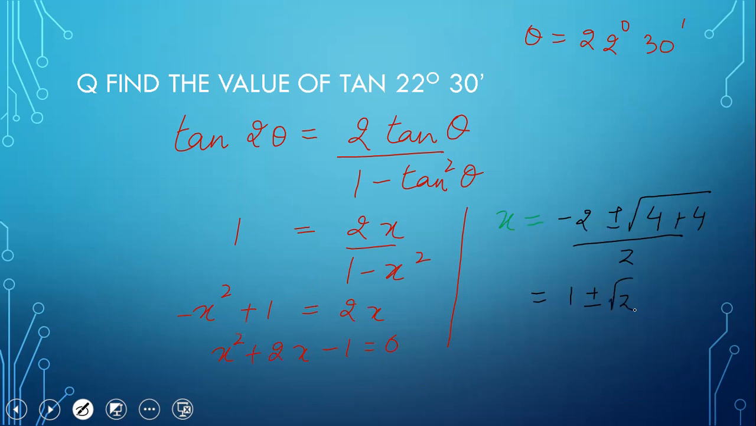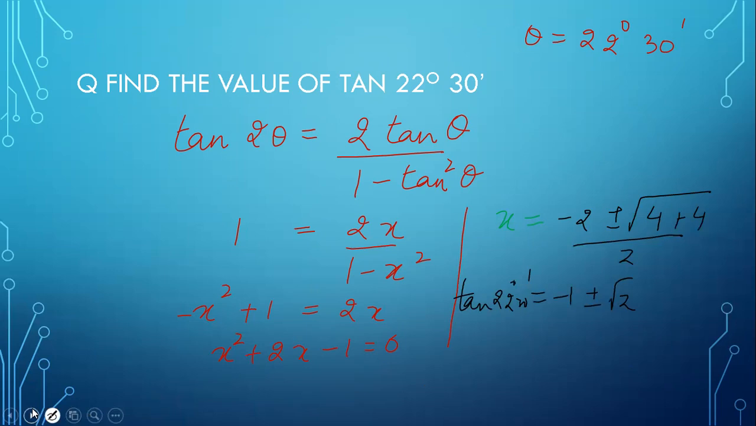Well, that will be my tan of 22 degrees and 30 minutes, depending upon which particular quadrant I'm going to consider the angle in. It will be minus 1 plus root 2, or minus 1 minus root 2, likewise, right? So this is the way the question comes in the paper.